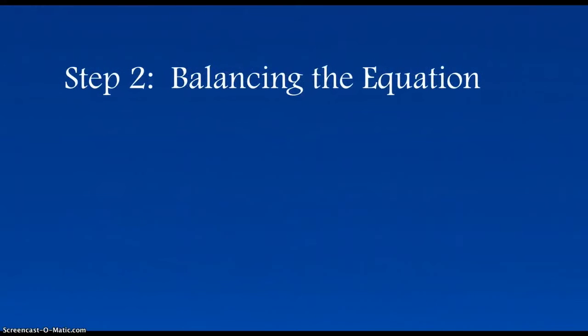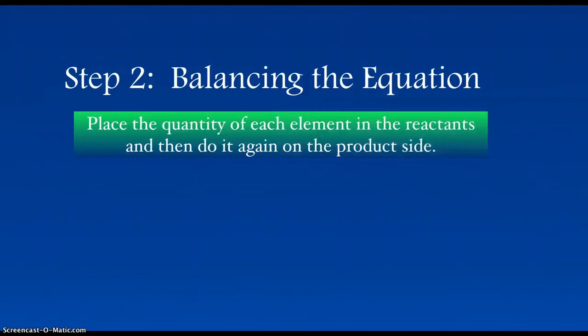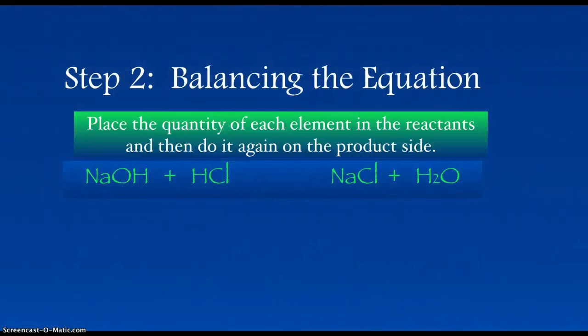So, the second step then is to place the quantity of each element in the reactants and then do it again on the product side. So, looking at our reactant side, which is NaOH plus HCl, which turns into NaCl plus H2O, and this is an actual chemical equation. It is sodium hydroxide plus hydrochloric acid, and that turns into NaCl plus H2O, which is salt and water. So, we have one Na on the reactant side, one oxygen. We have two hydrogens, and we have one chlorine.